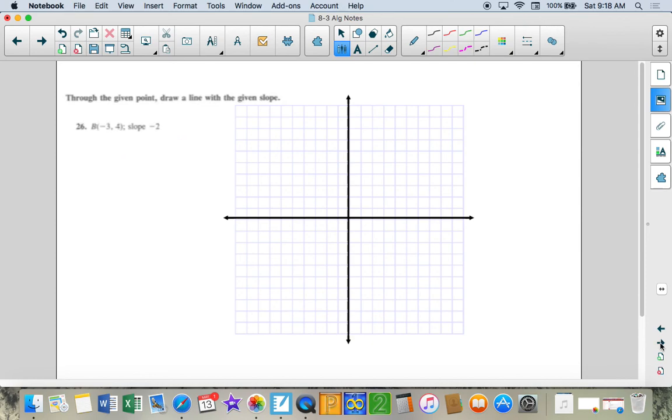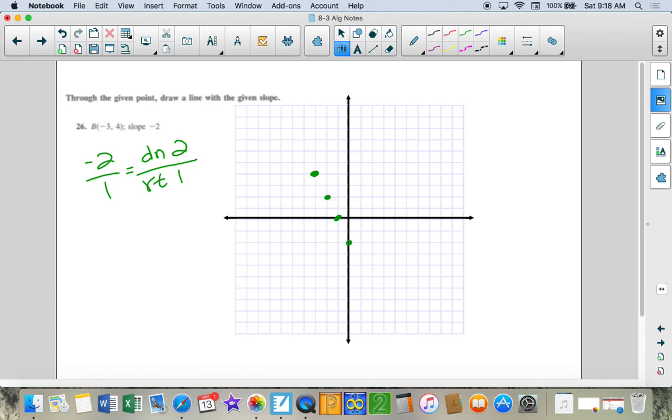What about this one? So I'm going to plot my point first. Negative 3, 1, 2, 3, positive 4, 1, 2, 3, 4 is right here. I have a slope of negative 2. Negative 2 as a fraction is negative 2 over 1. I'm up and down, so negative is down 2. Positive 1 is right 1. So I'm going to go down 2, right 1, down 2, right 1, down 2, right 1.